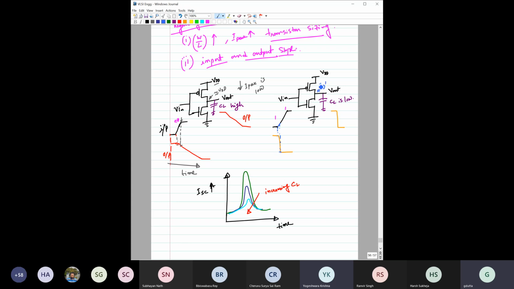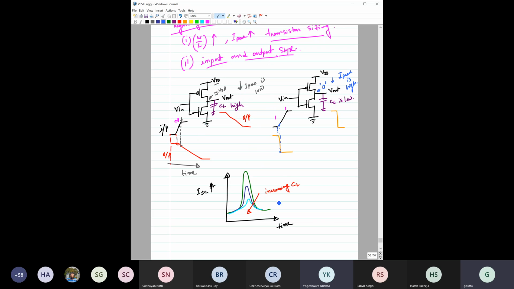So what is the voltage difference between these two? So the driving capability, the current that can flow from this VDD, would be much higher for this case. I peak is high, right? I peak is high.